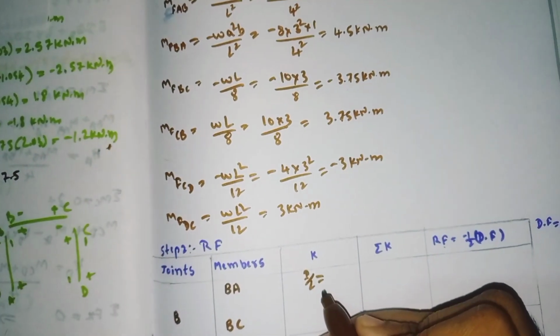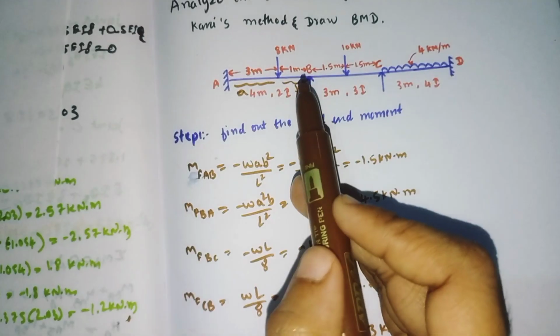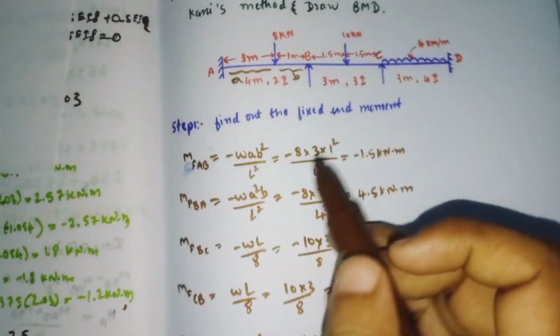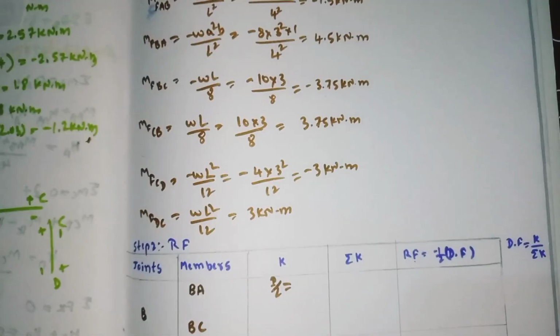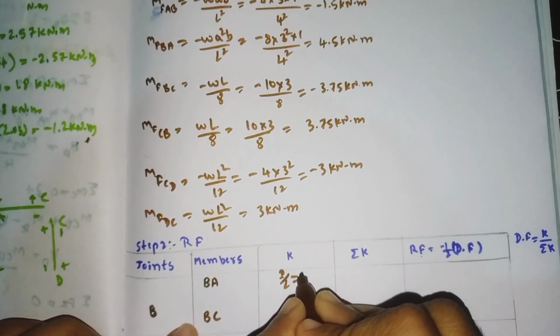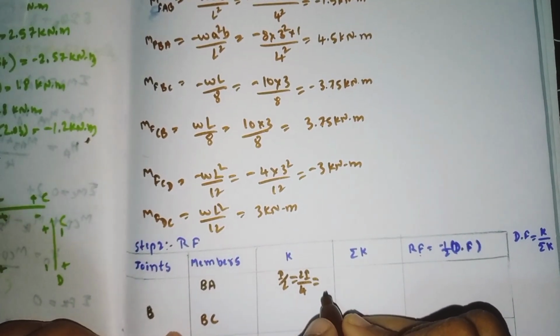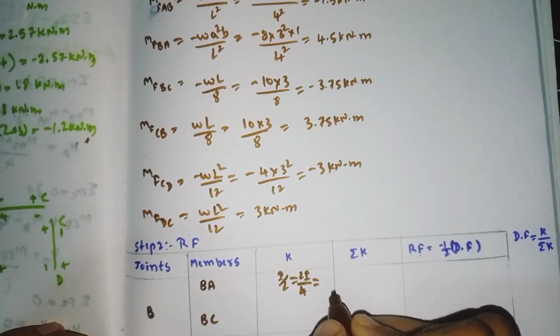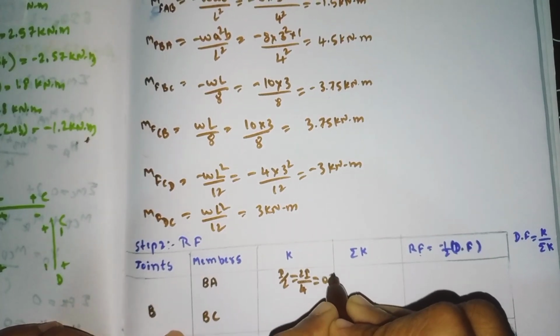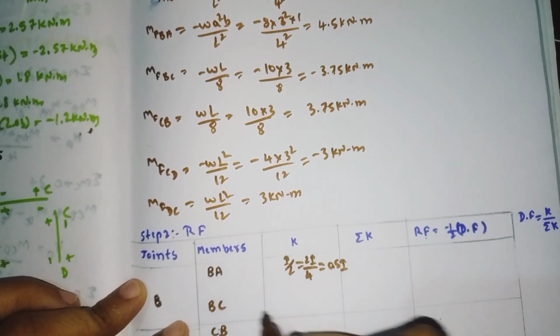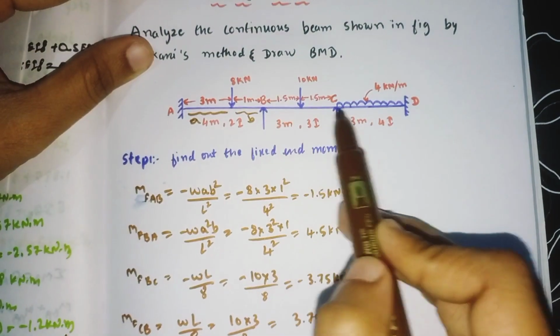So I for BA span is 2I, and length is 4 meters. Substitute. I is 2I, length is 4. So by simplifying, it will come out as 0.5I. Similarly for BC, here for BC it is continuous.